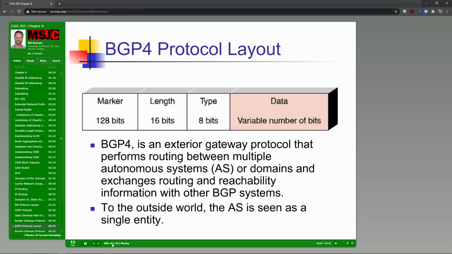And here we can see a BGP4 protocol header. Basically it has a marker made up of 128 bits, the length 16 bits, the type 8 bits, and then the data, which is a variable length of bits. So again, BGP4 is an exterior gateway protocol. It performs routing between multiple autonomous systems or domains and exchanges routing and reachability information with other BGP systems. To the outside world, the AS is seen as a single entity.